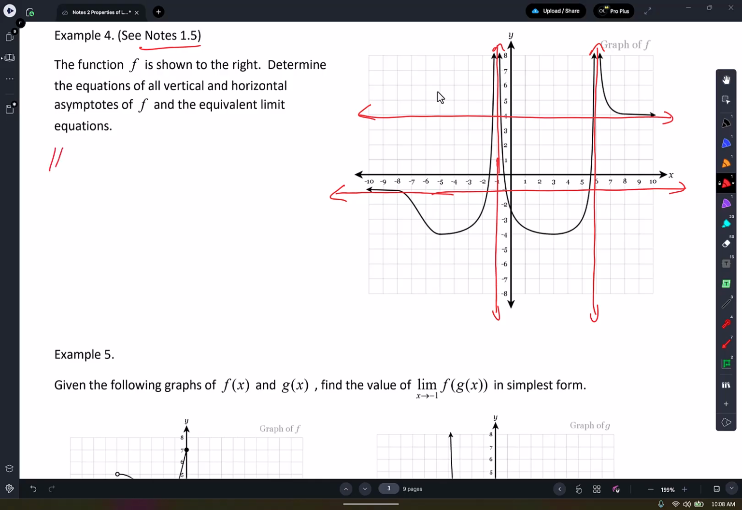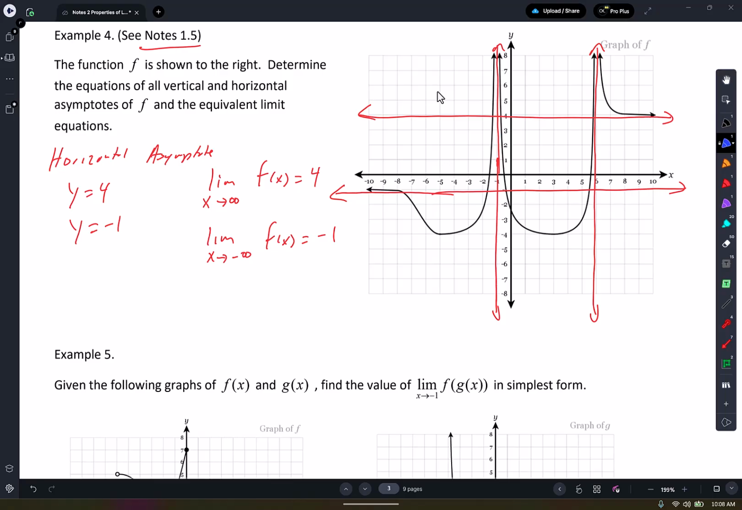So my horizontal asymptotes. I see that I have y equals 4 and y equals, is that negative 1? And how do I show that with limits? The limit as x approaches infinity of this function, f of x, is equal to 4. And the limit as x approaches negative infinity of this function is equal to negative 1. Are we okay with that?